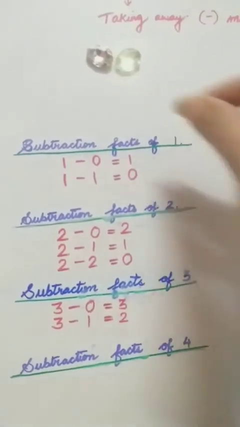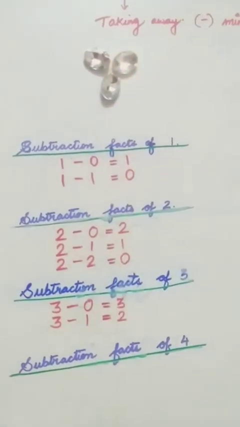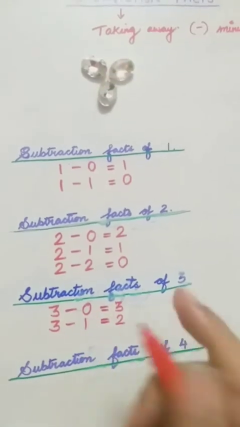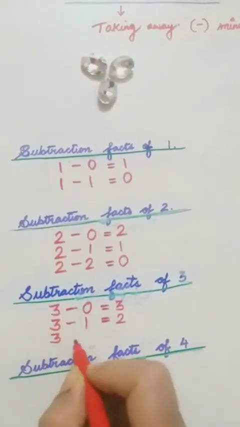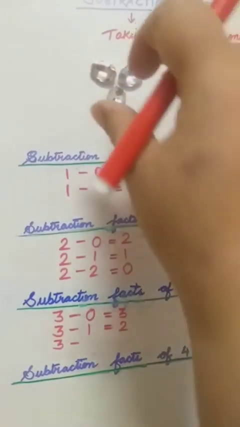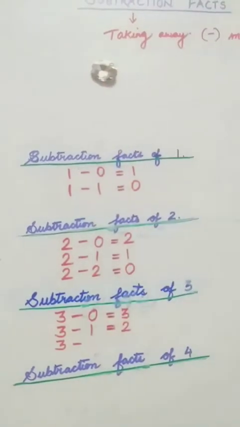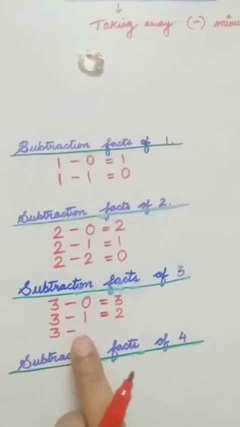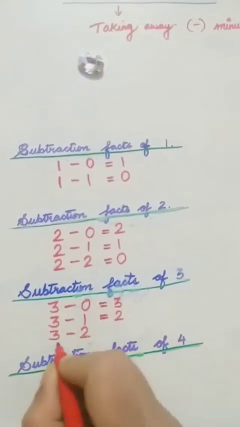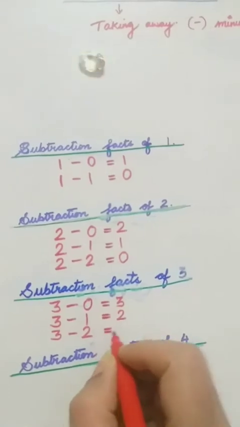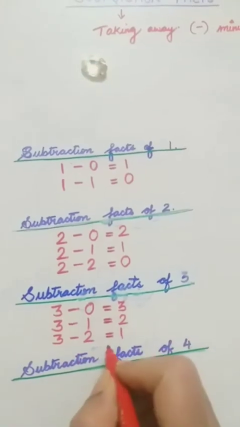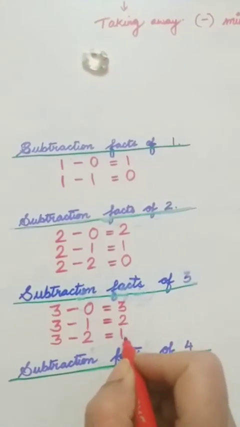Now let's move on to our third subtraction fact, for which we again need 3 buttons. So we have 3 buttons over here. So 3 minus, now we will take away 2 buttons. So how many have we removed, how many have we taken away? 2. So 3 minus 2 is equal to, how many are left? 1. So 3 minus 2 is equal to 1.